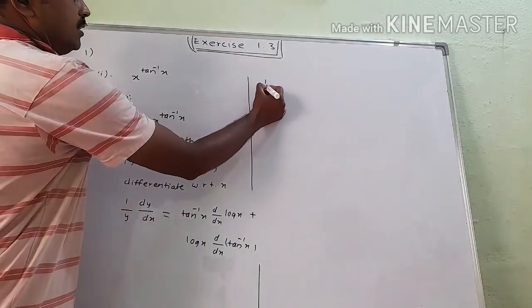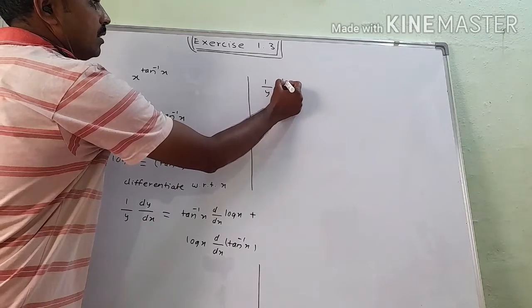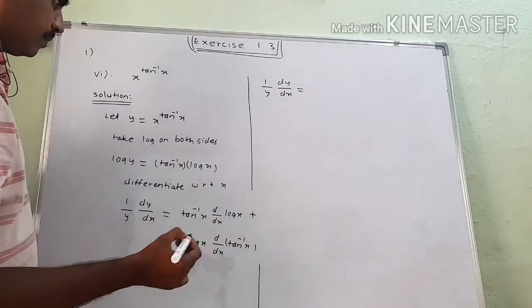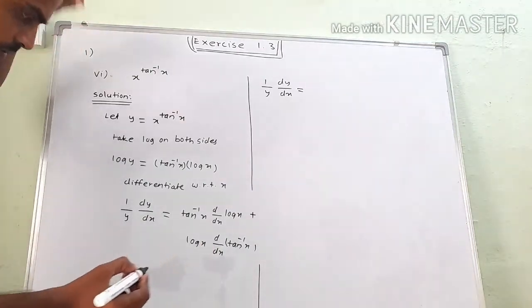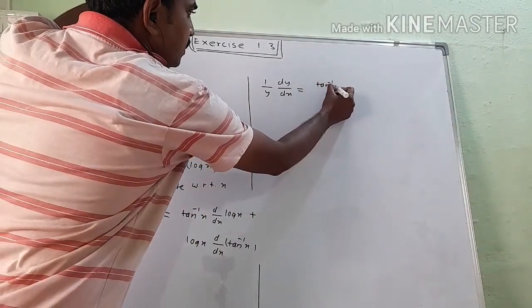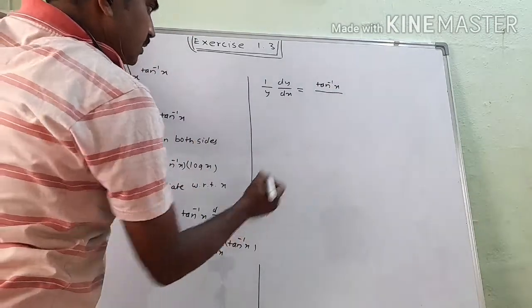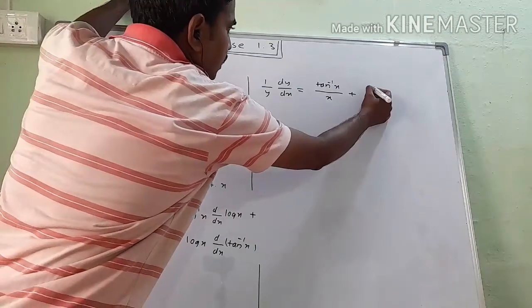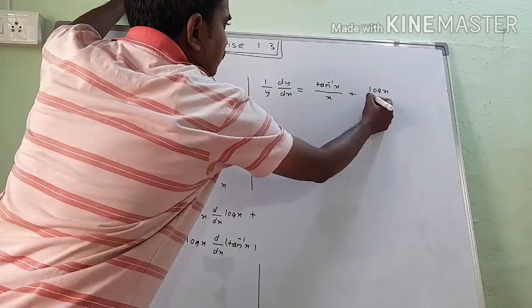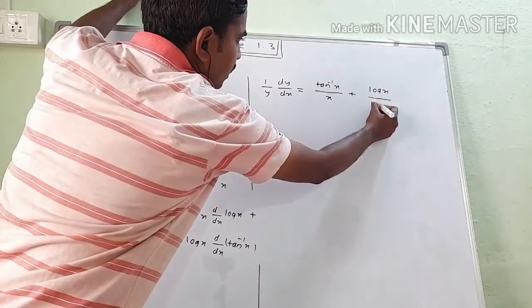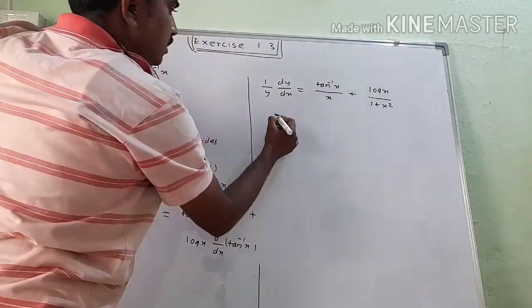Now the left side term as it is, 1 by y dy by dx equal to first term tan inverse of x as it is, the derivative of log x is 1 divided by x, plus log x as it is. What is the derivative of tan inverse of x? The derivative of tan inverse of x is 1 divided by 1 plus x square.